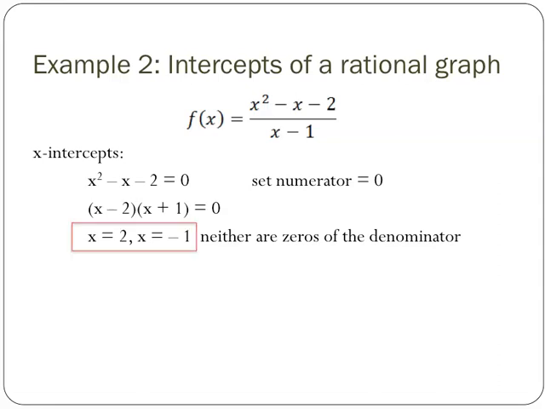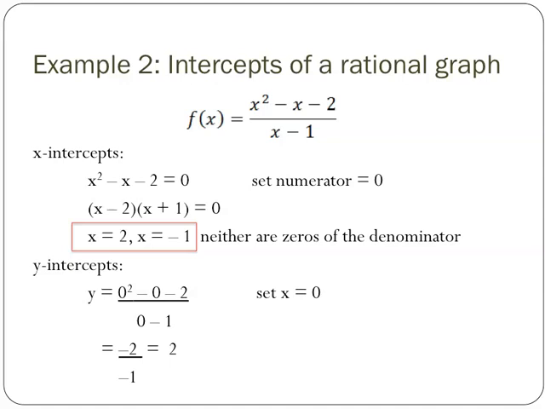The y-intercept is when you set x equal to 0. So we take our function and we plug in 0 anywhere we see x. So we have 0 squared minus 0 minus 2 all over 0 minus 1. That ends up being negative 2 over negative 1, which is equal to positive 2. And so our y-intercept for this graph is going to be at positive 2.